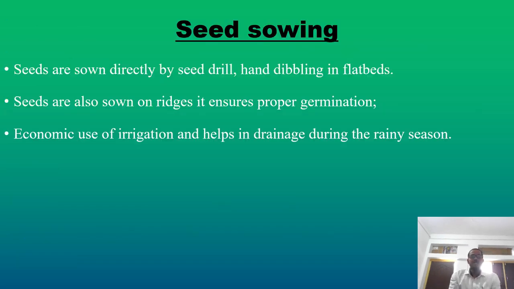Now coming to the seed sowing. The seed sowing can be done using various methods like seed drills and hand digging. Seeds sown on the ridge ensure proper germination. If we sow seed on the ridges, there is also an advantage during the rainy season, where a good facility of drainage is provided, and it also saves irrigation as well.